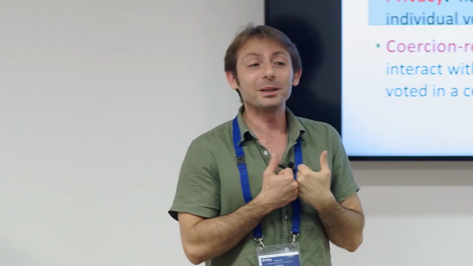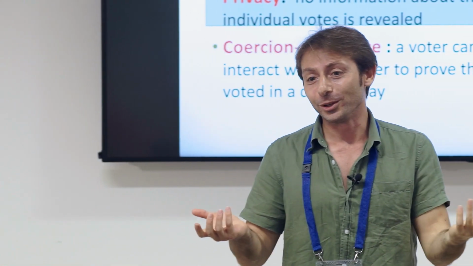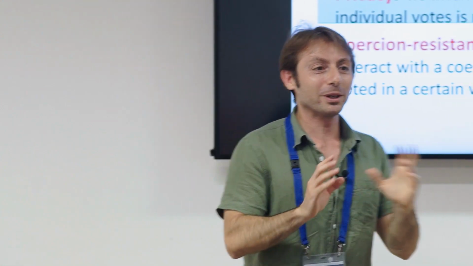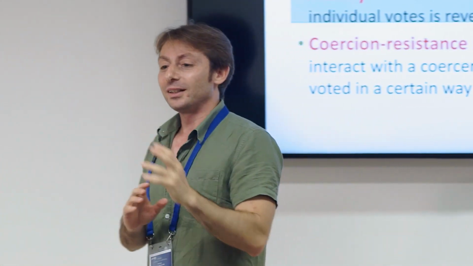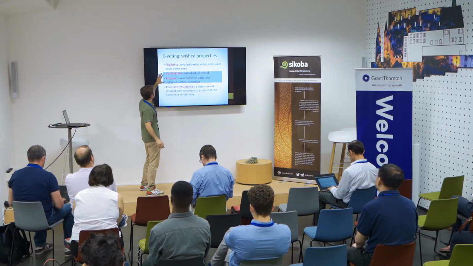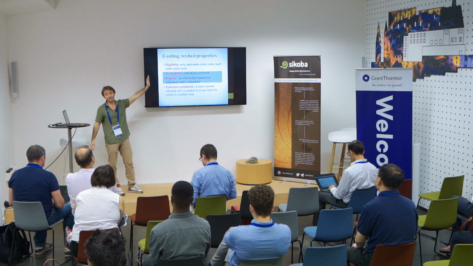And then there are other very important properties like coercion resistance, which says essentially that you should not be able to sell your vote. In general this cannot be achieved unless you assume some special physical assumption like an anonymous channel or something like this. But in this presentation I will focus more on verifiability and privacy.